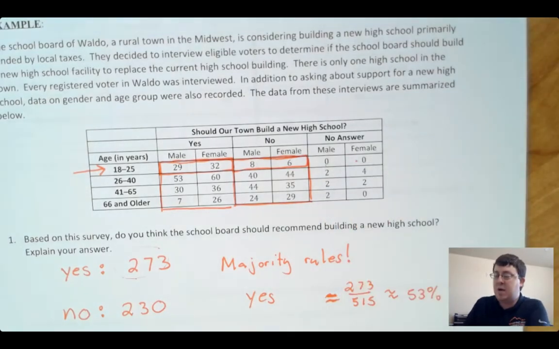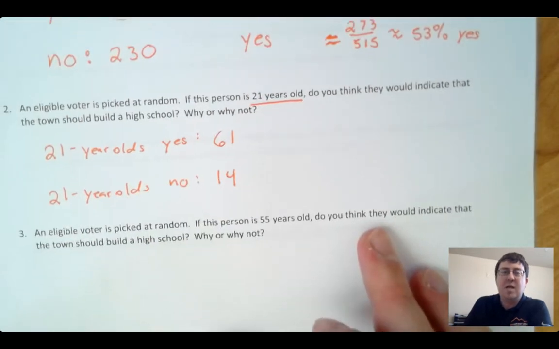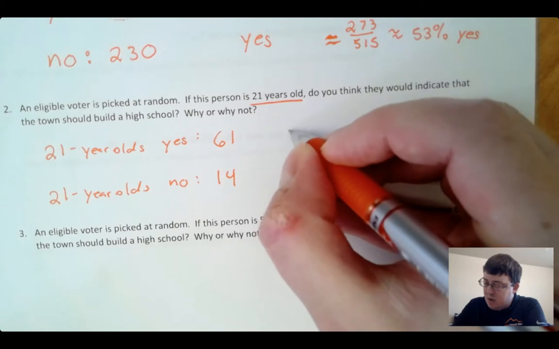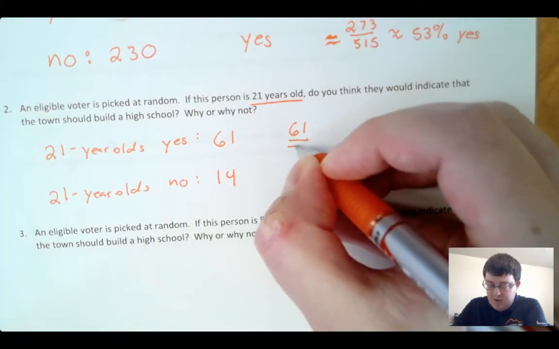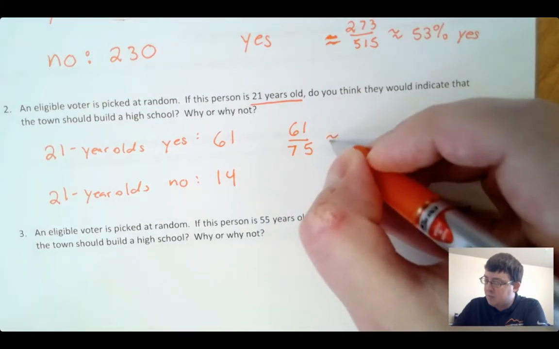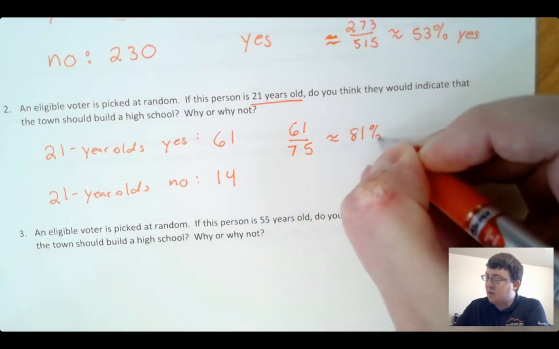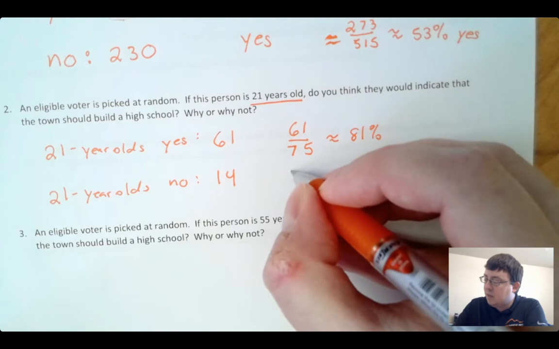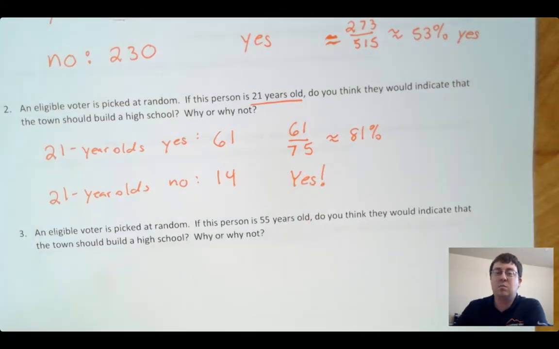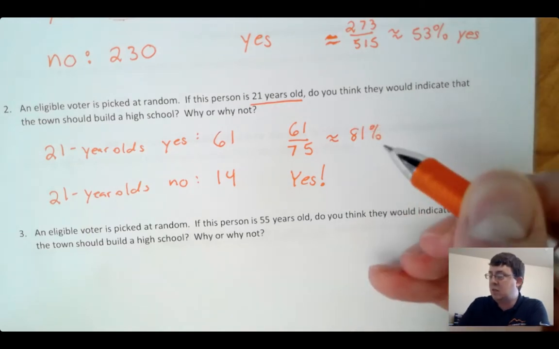So if I go back down here, I've already written it down for us. 61 said yes, 14 said no. So 61 out of the total 75 said yes. That's about 81%. So I think they would totally want, these younger people want a new high school because an overwhelming majority are saying yes. So this one's pretty clear cut.